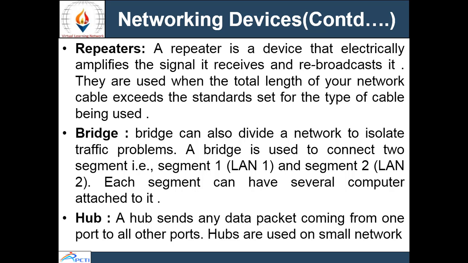Hubs. A hub sends any data packet coming from one port to the other ports. It is up to the receiving computer to decide if the packet is for it. It is typically used to connect segments of a local area network. A hub contains multiple ports. Hubs are typically used on small networks where the amount of data going across the network is never high. A hub is typically the least expensive, least intelligent, and least complicated of the devices. Every computer connected to the hub sees everything that every other computer on the hub sees.